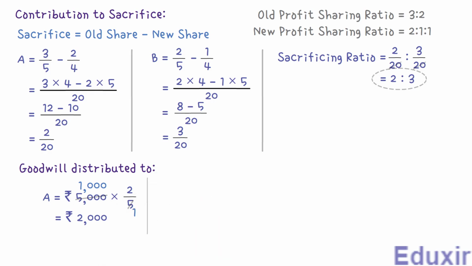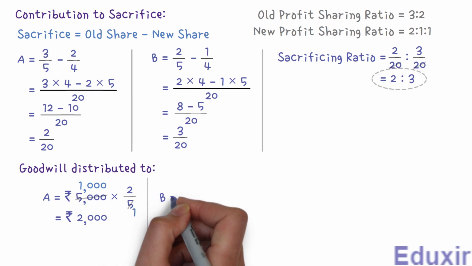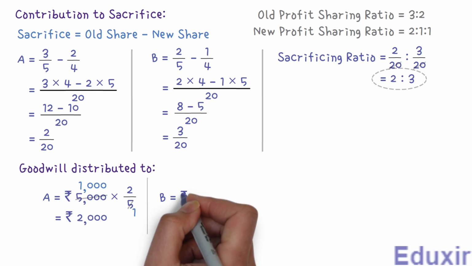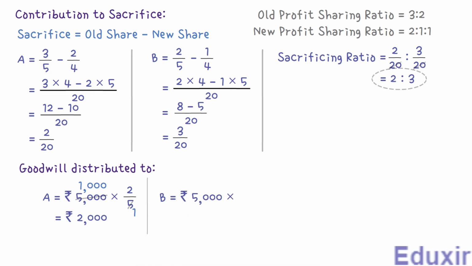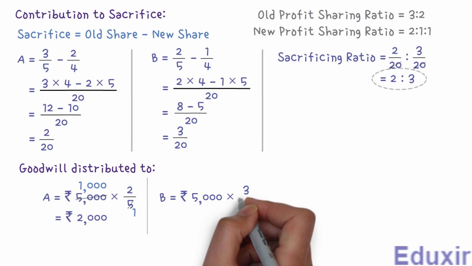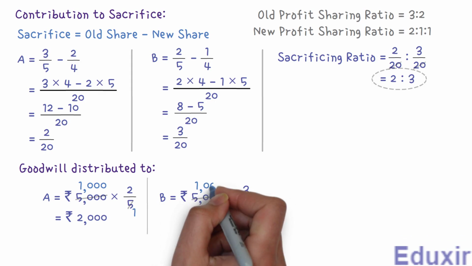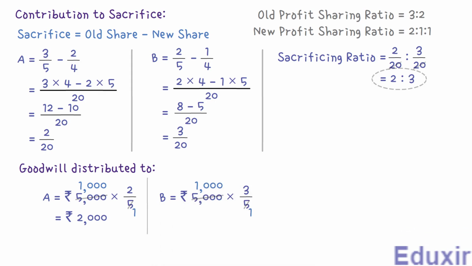And the goodwill distributed to the old partner B is equal to the goodwill premium brought in by the partner C, which is 5000 rupees, multiplied with partner B's sacrificing ratio 3 upon 5. Cancelling with 5, 5 ones are 5, 1000s are. If we multiply the remaining 1000 and 3, we get 3000 rupees. This is the share of partner B in the goodwill premium brought by the new partner C.